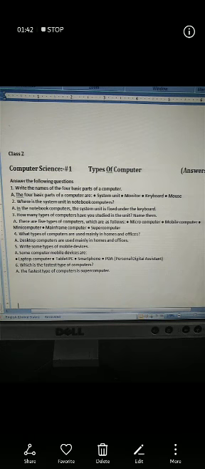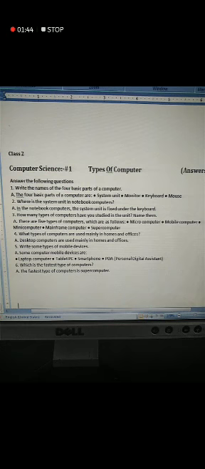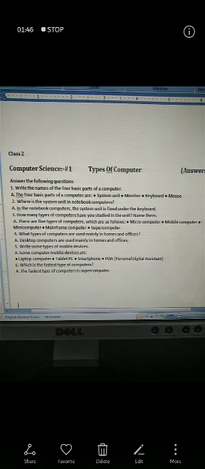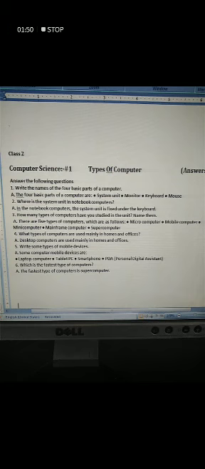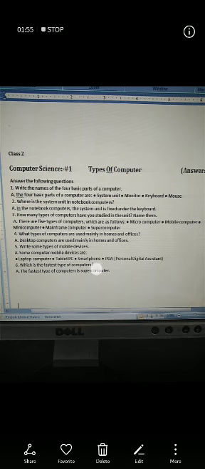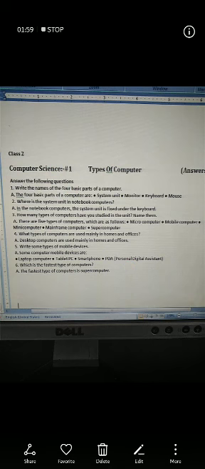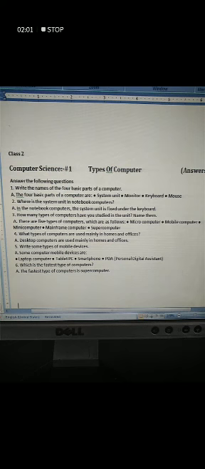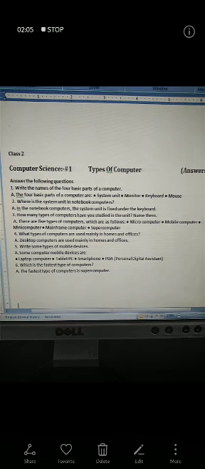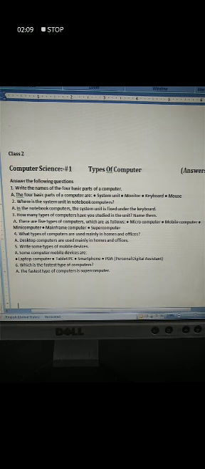Now students, question number 5 is write some types of mobile devices, and the answer is some mobile devices are laptop computer, tablet PC, smartphone and PDA, personal digital assistant. Now students, question number 6 is what is the fastest type of computer? And the answer is the fastest type of computer is supercomputer.